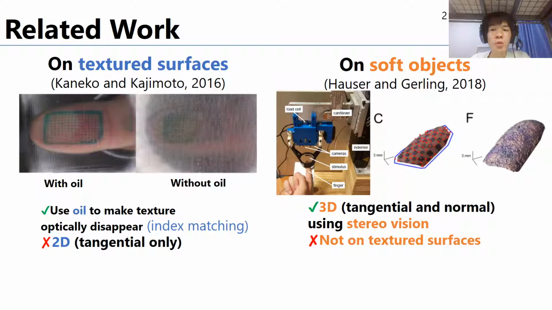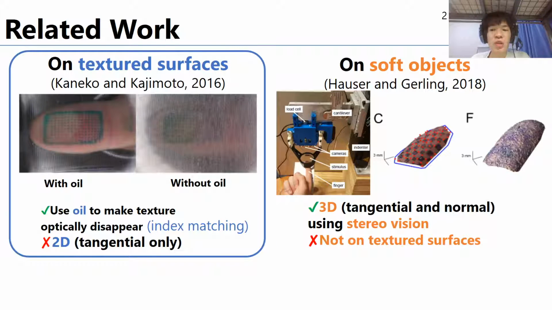These are examples of methods which measure actual skin displacement. The study of Kaneko and Kajimoto, shown on the left, measures the displacement during tracing textured surfaces. They use silicone oil to eliminate the effect of refraction on textured surfaces, allowing for clear observation. However, their measurements were only two-dimensional in the tangential direction.